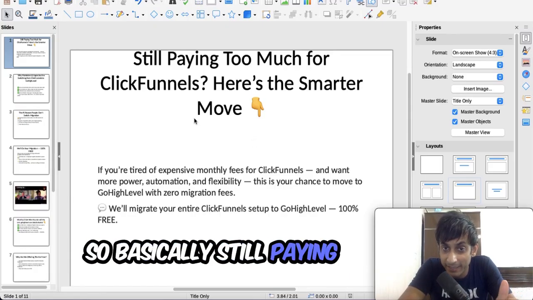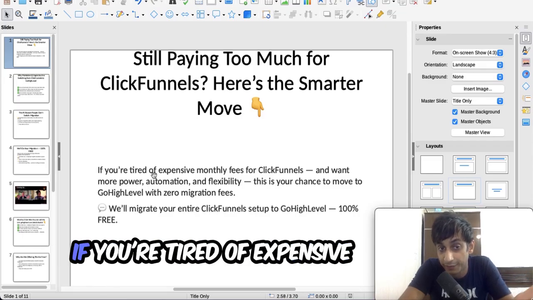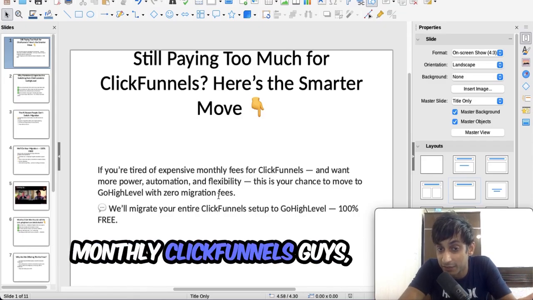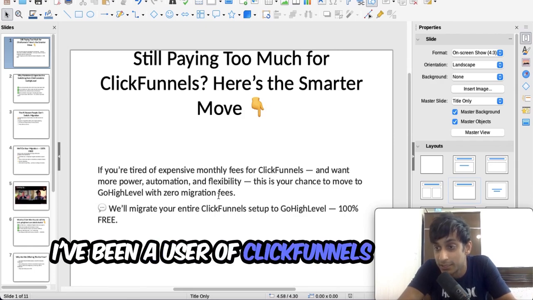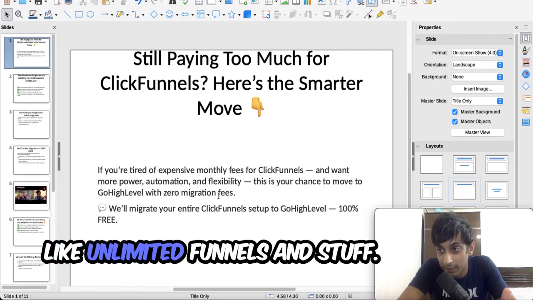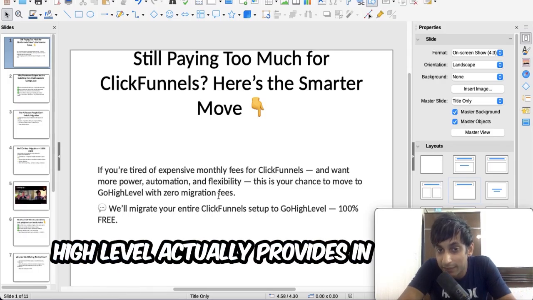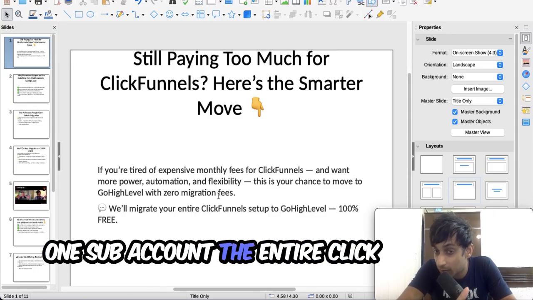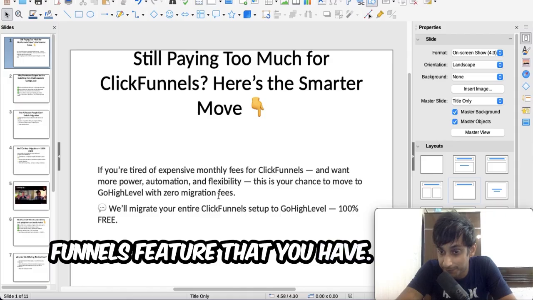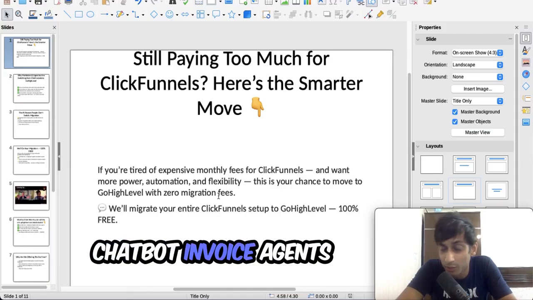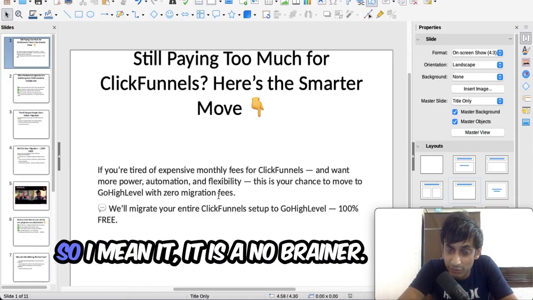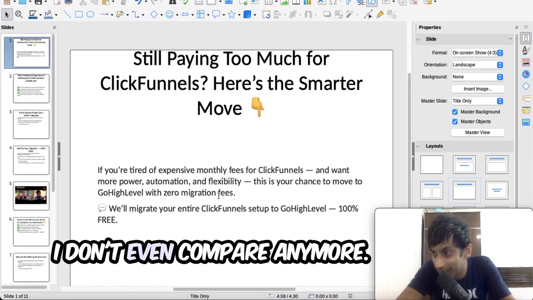So basically, is still paying too much for ClickFunnels the smarter move? If you're tired of expensive monthly ClickFunnels, we have been users of ClickFunnels. What all that they are offering, like unlimited funnels and stuff, GoHighLevel actually provides in one sub account, the entire ClickFunnels feature set that you have. Apart from that, the AI chatbot and voice agents and so many more things. So it is a no-brainer. I don't even compare anymore.